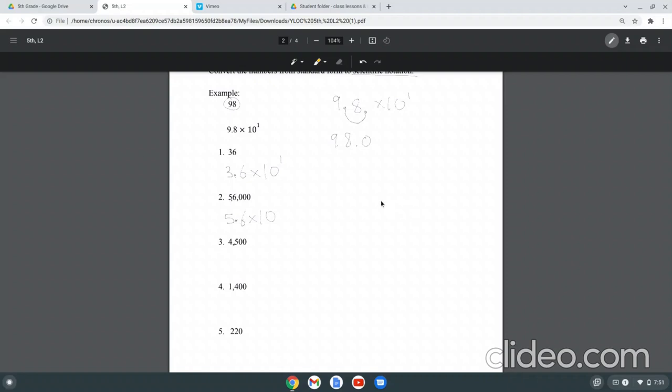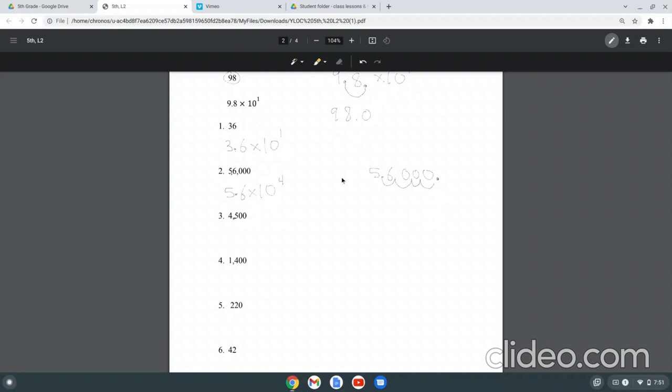Let's see how many places you move it. We want to get to 3 zeros, 1, 2, 3. So how many places do we have to move to get the decimal point? Over here, 1, 2, 3, 4. 5.6 times 10 to the power of 4. 1, 2, 3, 4. So as long as you know the rules, you'll be able to get this.